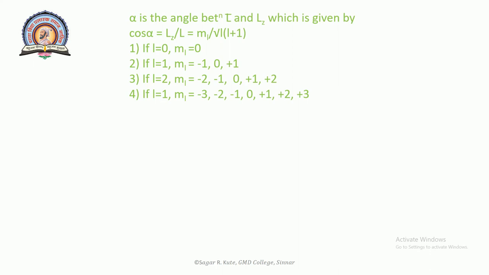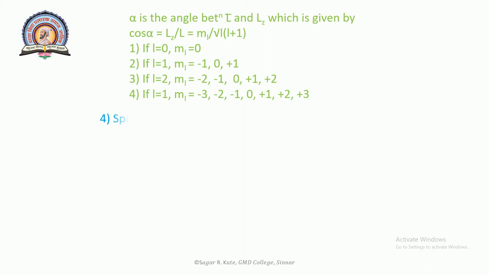Alpha is the angle between L bar and Lz, which is given by cos alpha is equal to Lz upon L is equal to ml upon under root of l into l plus 1. If l is equal to 0, then ml is equal to 0. If l is equal to 1, ml is equal to minus 1, 0 or plus 1. If l is equal to 2, ml is equal to minus 2, minus 1, 0, 1 or 2. If l is equal to 3, ml is equal to minus 3, minus 2, minus 1, 0, plus 1, plus 2 or plus 3.